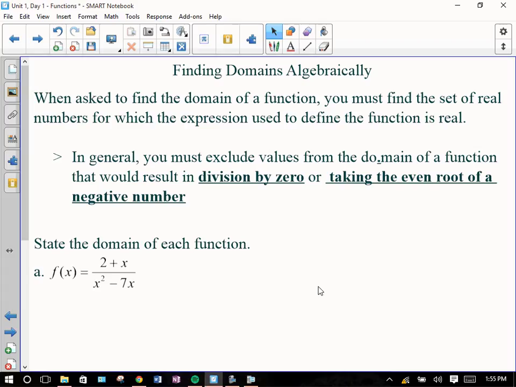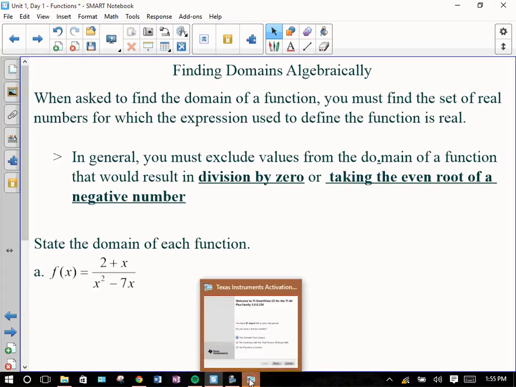So, here's what you guys need to understand. In general, your domain is going to exclude values. Typically, you're going to exclude values from the domain that cause you to divide by 0 or cause you to take the even root. So usually, the square root of a negative number.